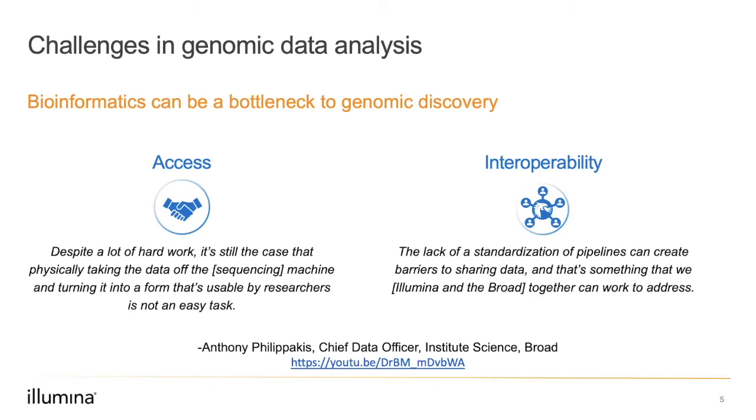So there's two main challenges for the genomics community that Illumina and the Broad Institute identified and wanted to work together to solve. And I'm probably preaching to the choir here to talk about these challenges, but the first is that it can still be quite a challenge to get data off the sequencer and turn it into a form that's usable by researchers. And so access to good quality methods is still a challenge. The second is that a lack of standardization of pipelines can create barriers to sharing data. And so as DRAGEN has been gaining traction in global usage, and with GATK as the most widely adopted pipeline, we really wanted to work together to increase interoperability of our two pipelines, while at the same time delivering even better accuracy to the community.